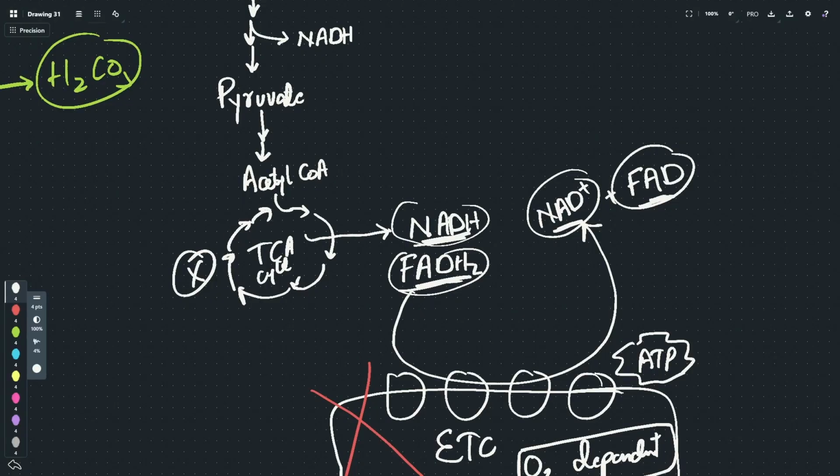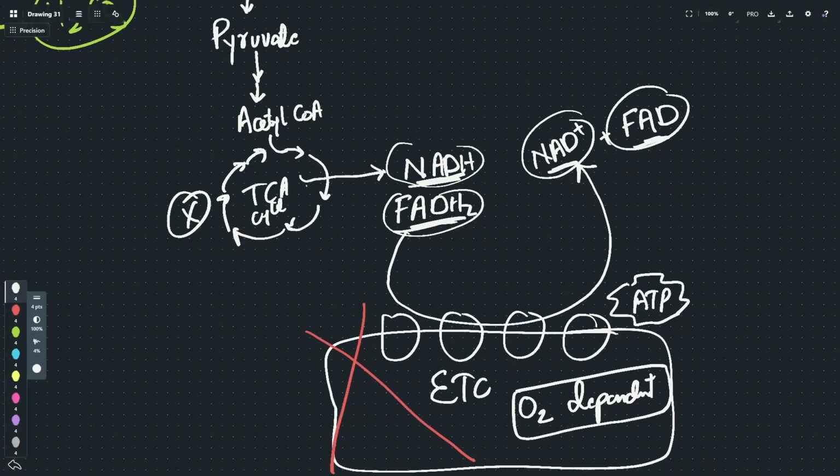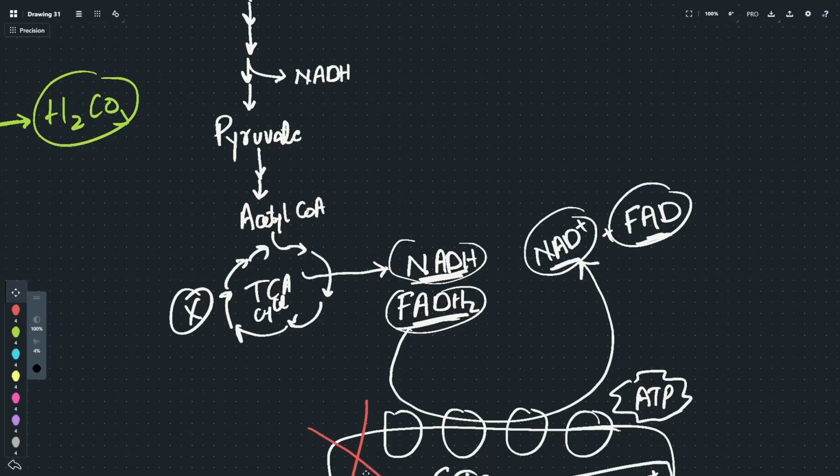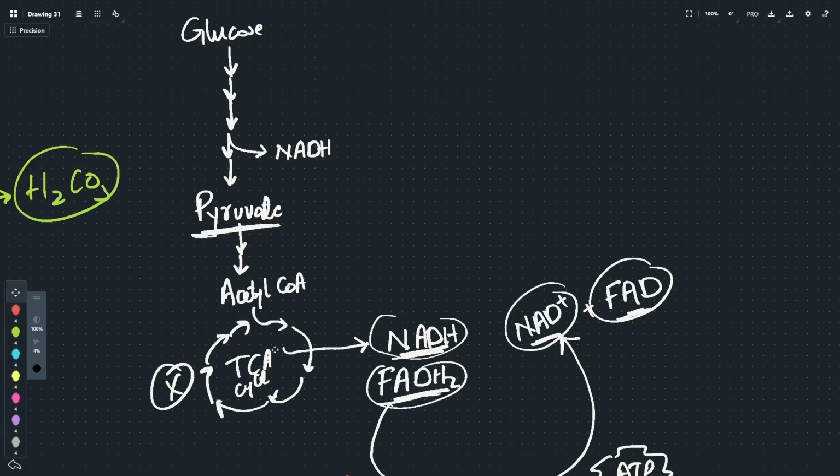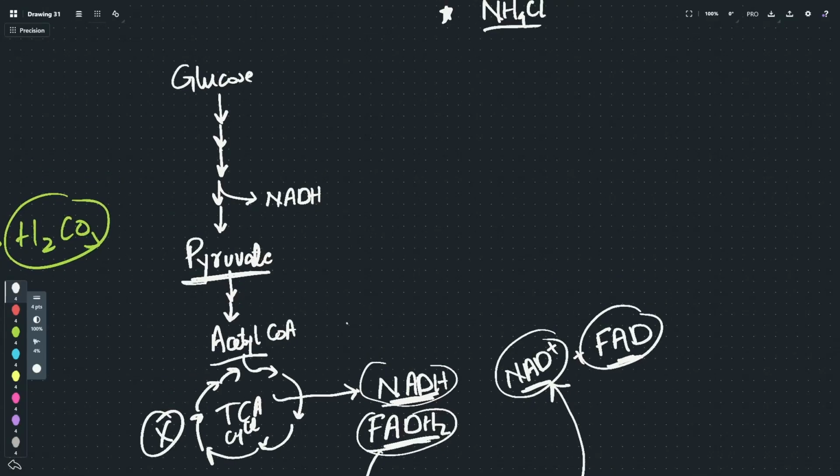It will run very slowly, right? So it means the TCA cycle is not directly oxygen dependent, but because it depends on something, by which I mean the electron transport chain, it is indirectly oxygen dependent. So if this process stops, then this pyruvate will not go further to the TCA cycle, and acetyl CoA and pyruvate will accumulate.